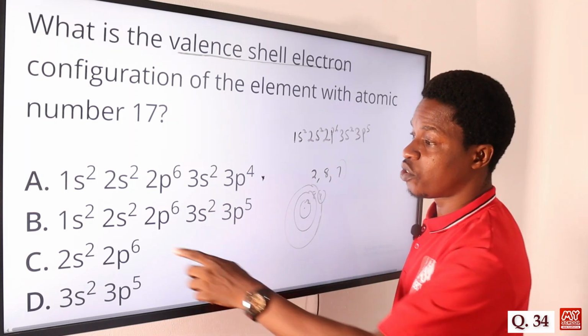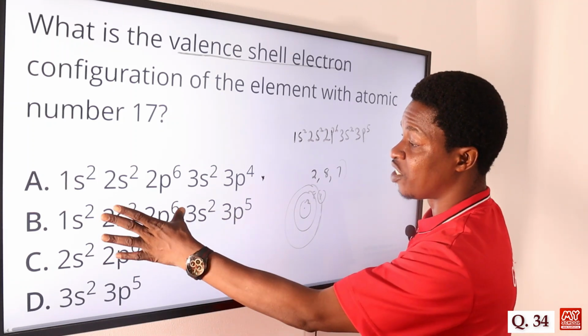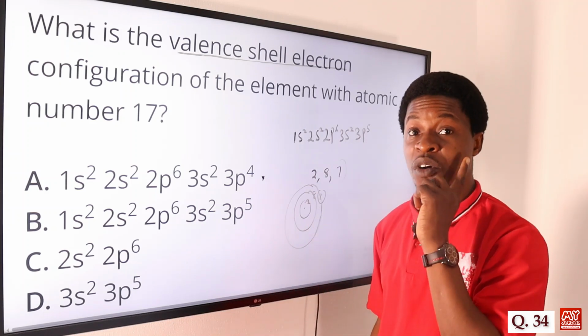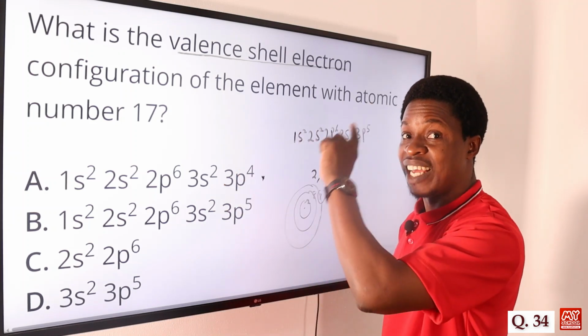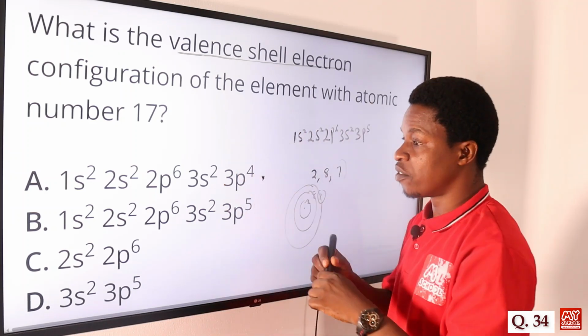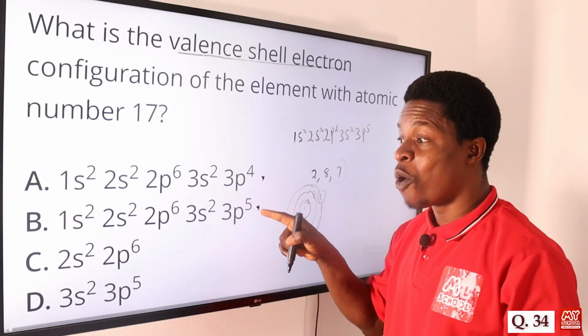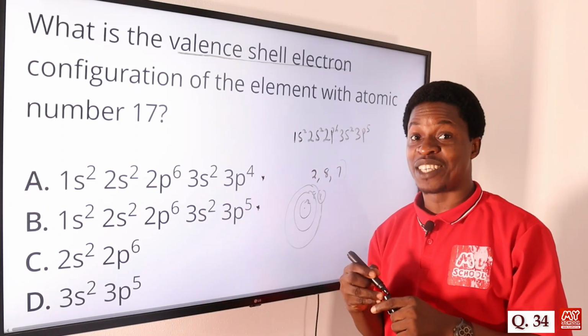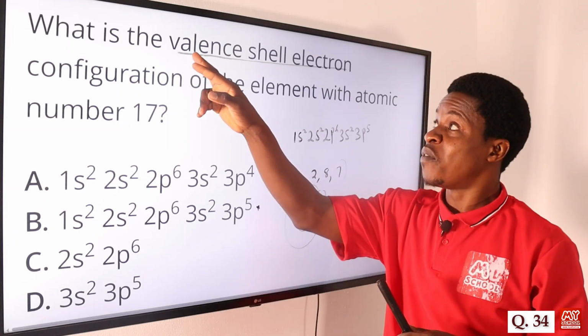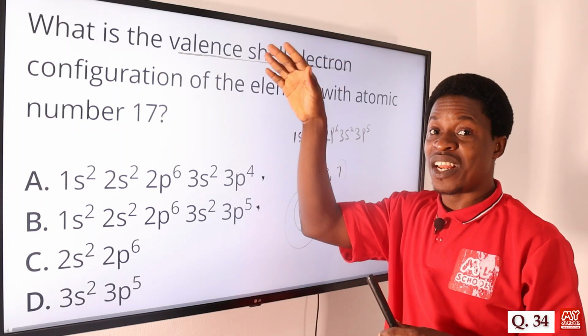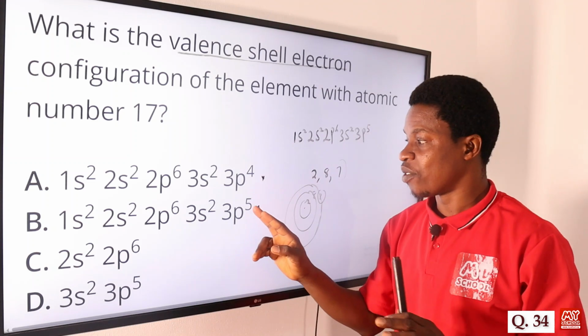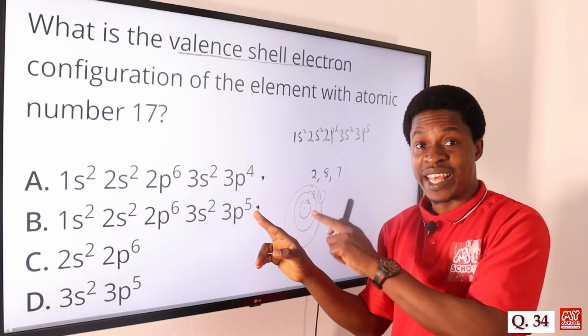Option B says 1s2, 2s2. Like I said earlier, this is going to be the electron configuration, but not the valence shell electron. That's to do with the shell. So option B is also not it. Please don't go for it. It was put there by the examiner just to see if you actually understand valence shell and electron configuration. So this is electron configuration. This is not valence shell.